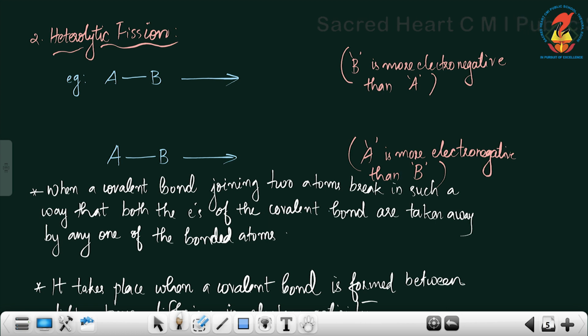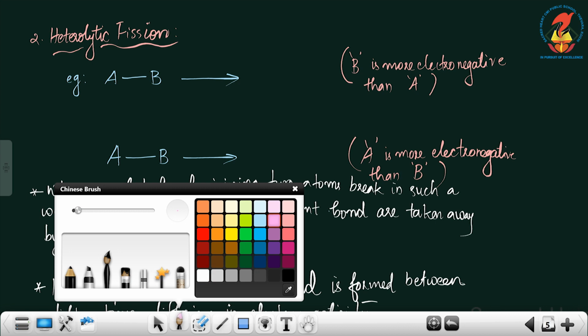Two different atoms means more what? They differ in the electronegativity also. So here take the example of a molecule AB. So the bond is between A and B. The first condition is the B atom is more electronegative than A. If B is more electronegative than A, what will happen? B will be having more tendency to attract the shared pair of electrons towards itself. So here how the fission is taking place is, the more electronegative atom will be taking both the shared pair of electrons towards itself.